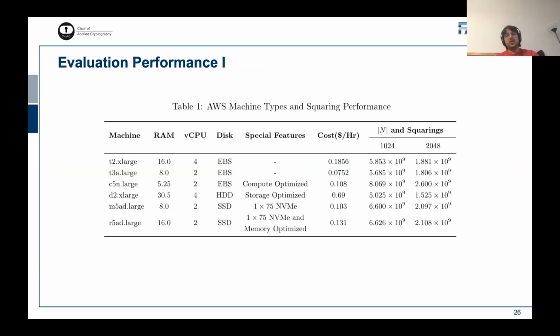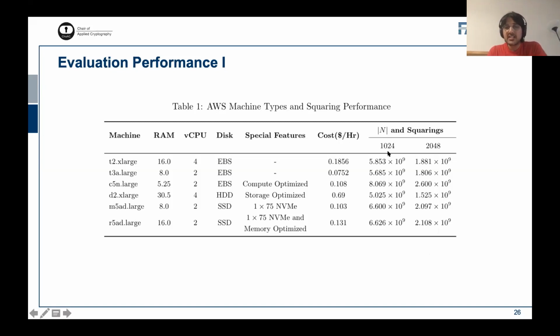Okay, so we also evaluate our protocol, and one of the things that we do, and we didn't find in the previous papers, was to evaluate the squaring function. So we did this over several machines in AWS, and you can see that if you set your RSA modulus n as a 1024-bit modulus or 2048-bit, the number of squarings that can be performed in a single hour is in the range of 10 to the power 9. So these are the number of squarings that you can perform in a single hour in real time, for different machines.